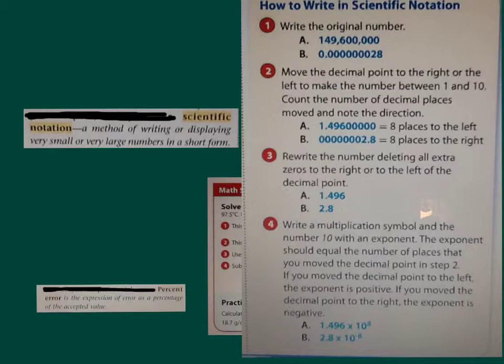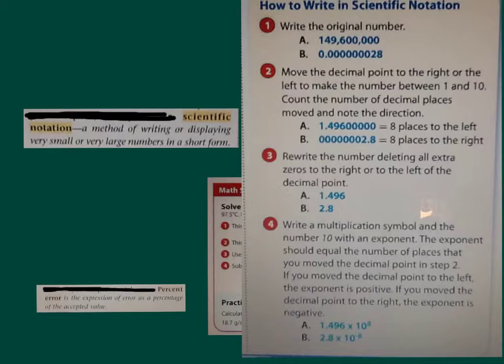Next, write a multiplication symbol and the number 10 with an exponent. The exponent should equal the number of places that you moved the decimal point in step 2. If you move the decimal point to the left, the exponent is positive. So which one did we look at that was a left? We moved it 8 places to the left. So your exponent is going to be a positive number. We moved 8 to the left.